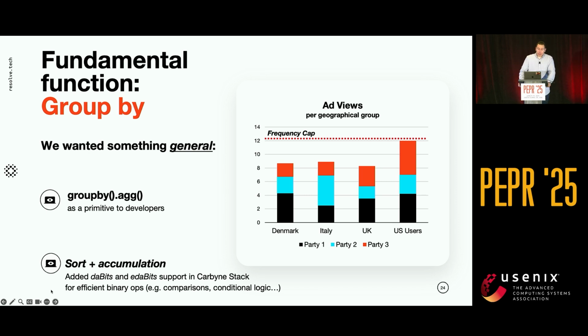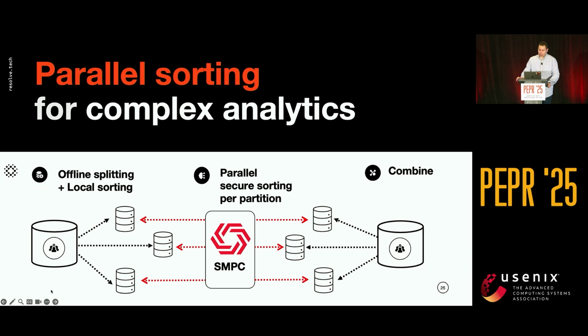But we don't have dictionaries, right? So we cannot really do fancy things. So we implemented the group by with a sorting plus accumulation approach. Sorting requires a lot of binary operation and comparison. So we had to add the support in Carbyne Stack for cryptographic primitives called the bits and the bits for more efficient binary operations. It was already in MP-SPDZ, but not in Carbyne Stack.